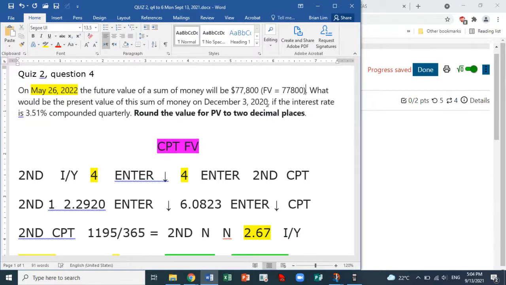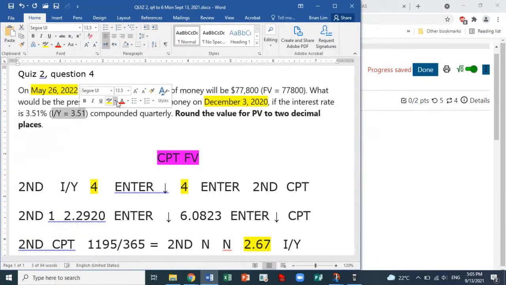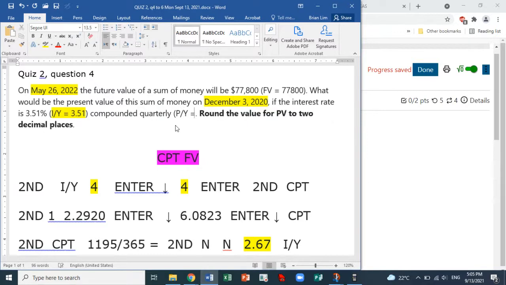Okay, what will be the present value of the sum of money on December the 3rd, 2020, if the interest rate is 3.51%, so that would be our IY, 3.51, compounded quarterly? Compounded quarterly tells us that PY is equal to CY, which is equal to 4.